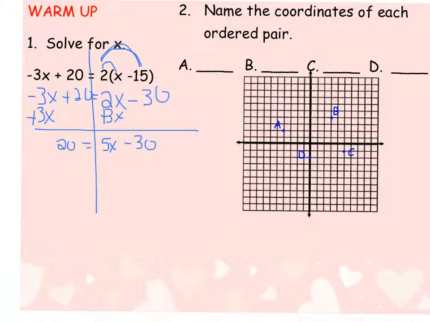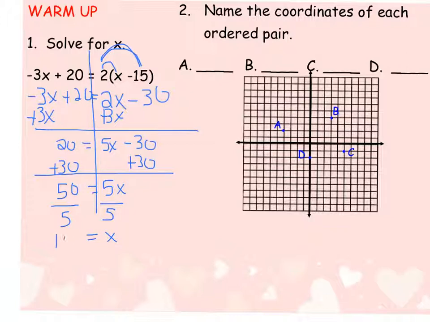So we want to solve for x. It says minus 30, so we have to add 30 to both sides. So 20 plus 30 is 50. We are still left with this 5x. It's multiplied, so we have to divide. So x should be 10. And please remember to check your work.